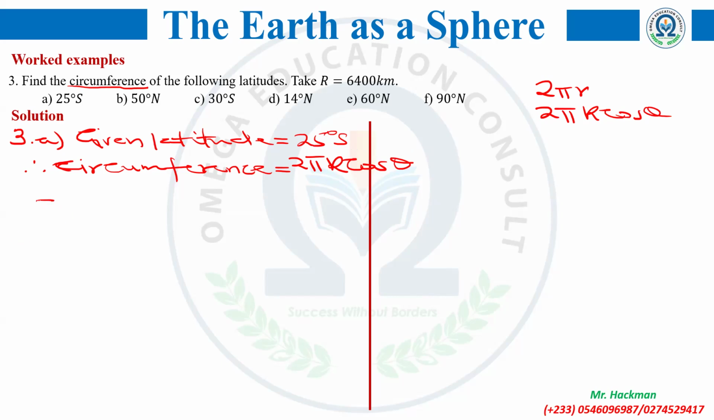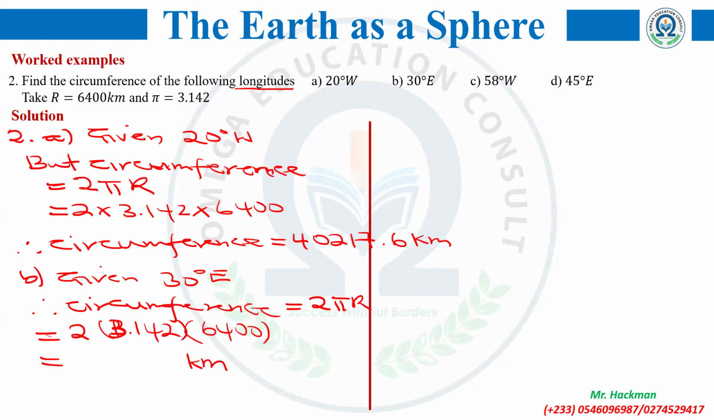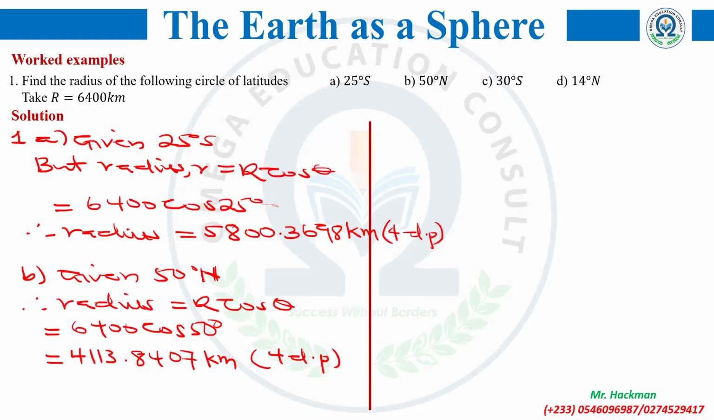So this will be equal to 2 pi, you know your r, that is given, r is also 6,400, then cos theta. Your theta we all agreed is 25 degrees. So use your calculator to do 2 times 6,400 times cos 25. Whatever we get, then we attach. I think we did that one somewhere there. Oh, I think it's here. It's what we have here. Is that not it?